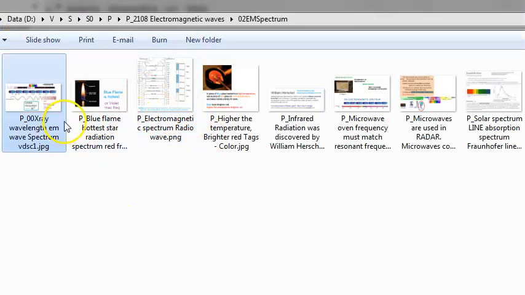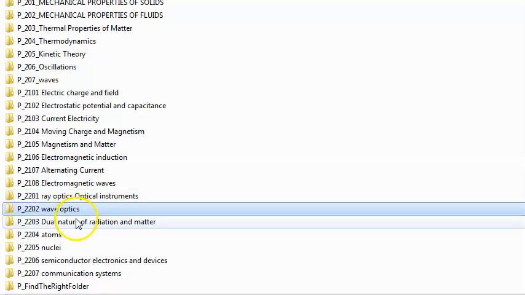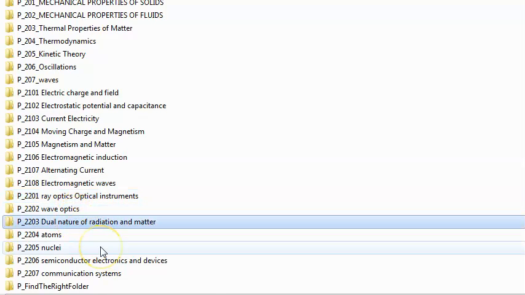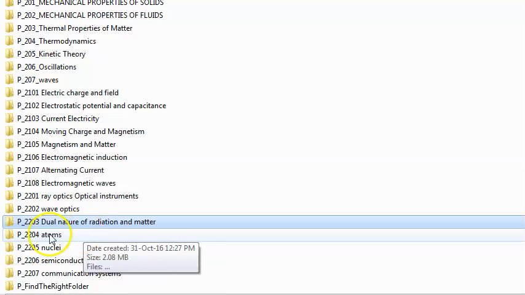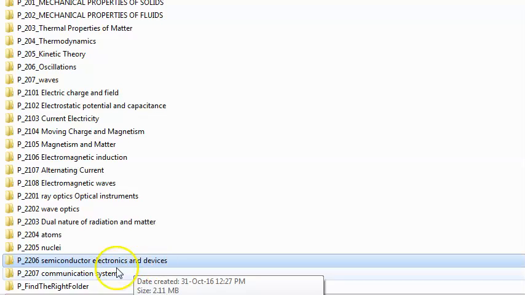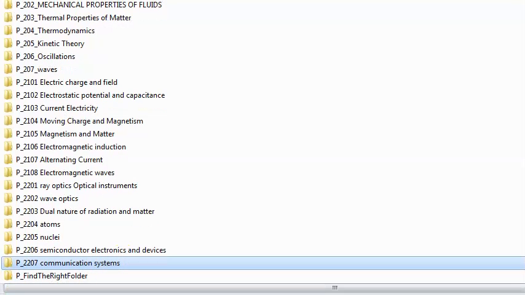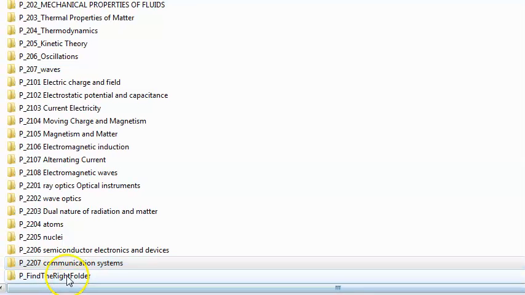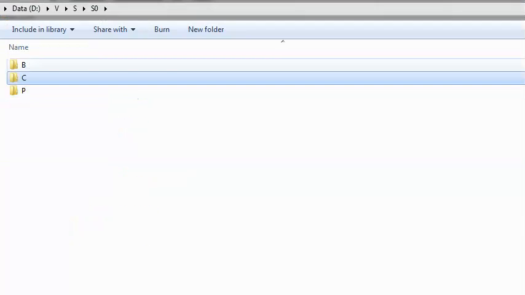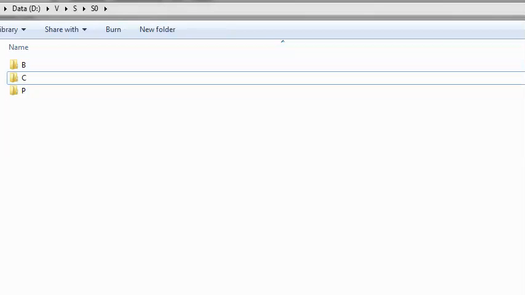So the electromagnetic spectrum, UV, IR, gamma waves, ray optics, the reflection, refraction, etc., wave optics, dual nature of radiation and matter, that light can bend, atoms, nuclei, semiconductor electronics and devices like transistor, diode, communication systems like antenna. That's all. So for these 3 subjects, we have given you the content, the syllabus for the NEET exam.